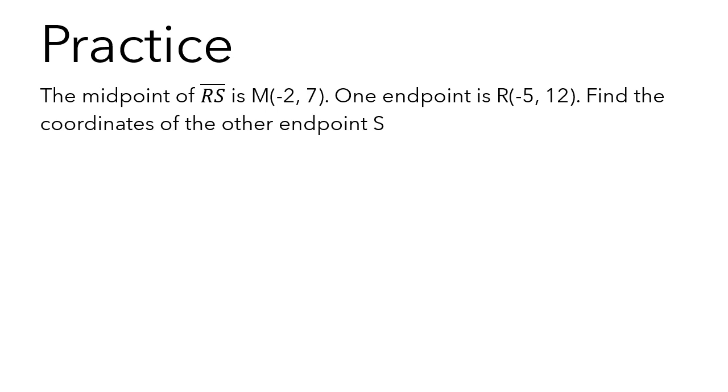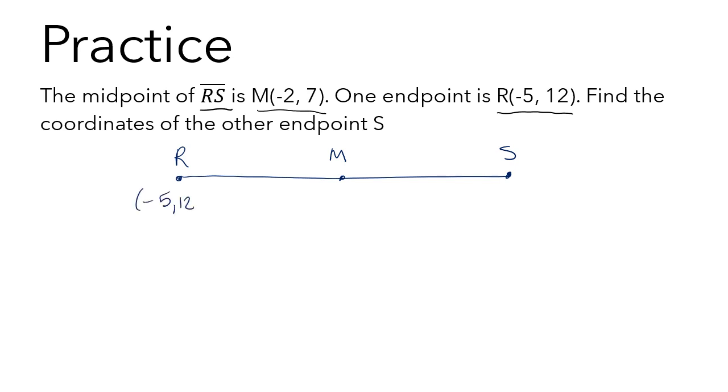Okay, on this question, it says the midpoint of RS is M(-2, 7), and we're told one endpoint, R, is (-5, 12), and we're asked to find the other endpoint. So to do this, I'm going to actually draw a line. This side will be R, draw it kind of long. This side will be S, and my midpoint is right in the middle. So I'm told the coordinate of R is (-5, 12). The coordinate of the midpoint is (-2, 7), and I want to figure out what is the coordinate of S.